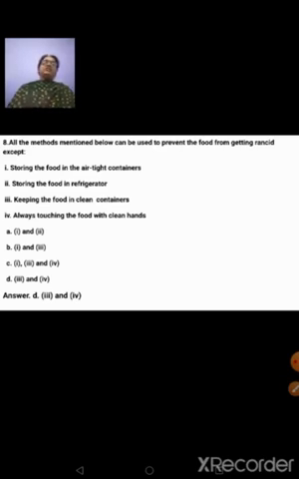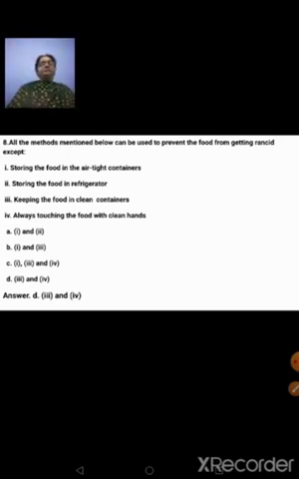Storing it in the refrigerator also prevents the food from getting rancid. Keeping the food in clean containers, it's not mentioned whether it is an airtight container or whatever it is. And always touching the food with clean hands. So, these two cannot be employed as a method for preventing the food from getting rancid. So, the option would be 3 and 4.